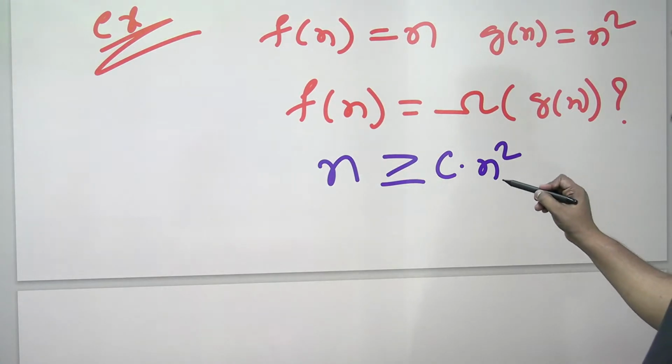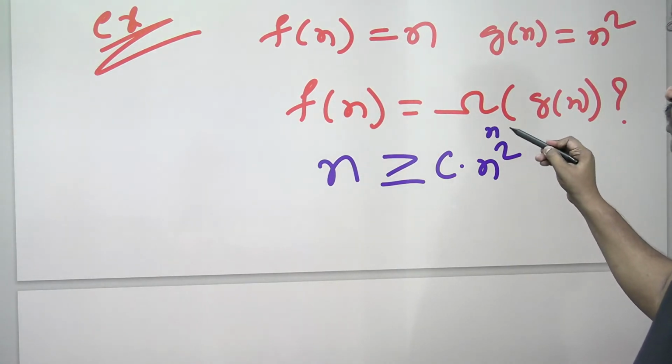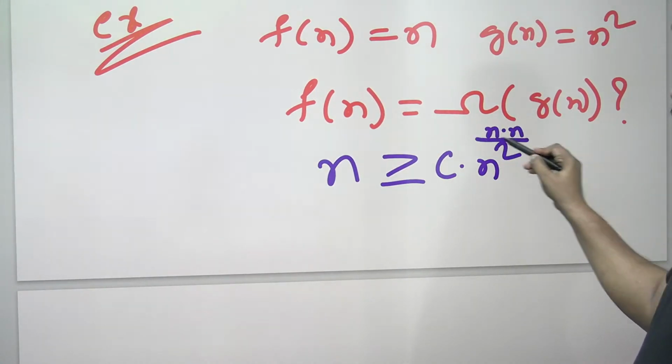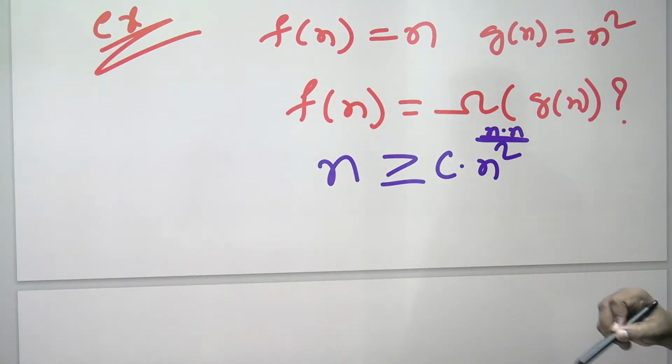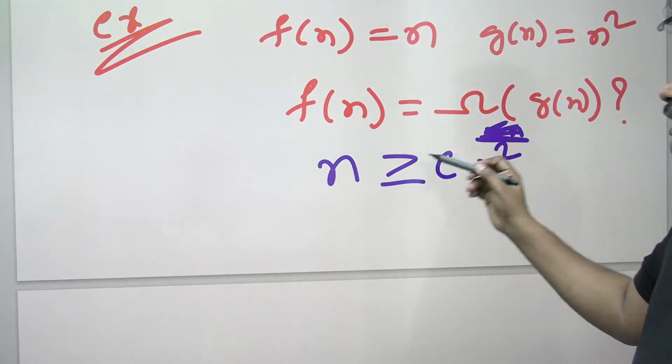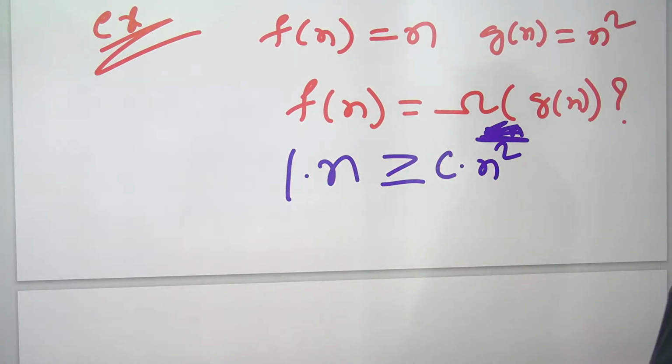Because on the right side, n square means n into n, everyone knows? But the left side is 1 into n only. N into n and 1 into n. N into n is bigger. Comparing left and right, right is bigger. But I want to prove left is bigger, but unfortunately it is not possible.